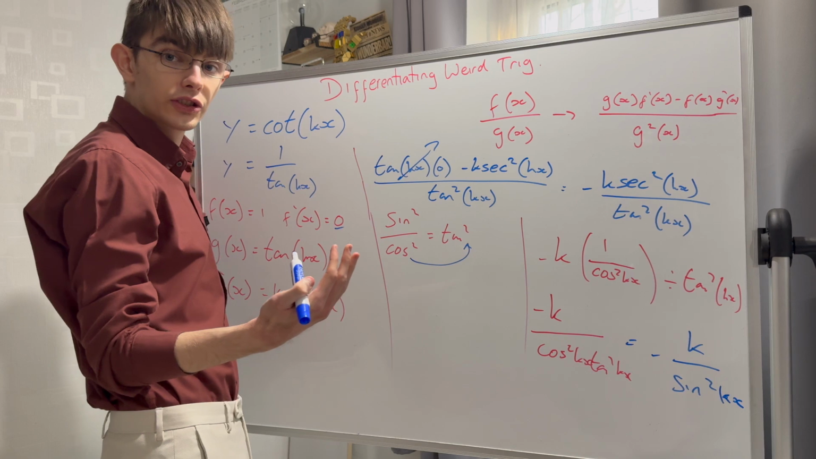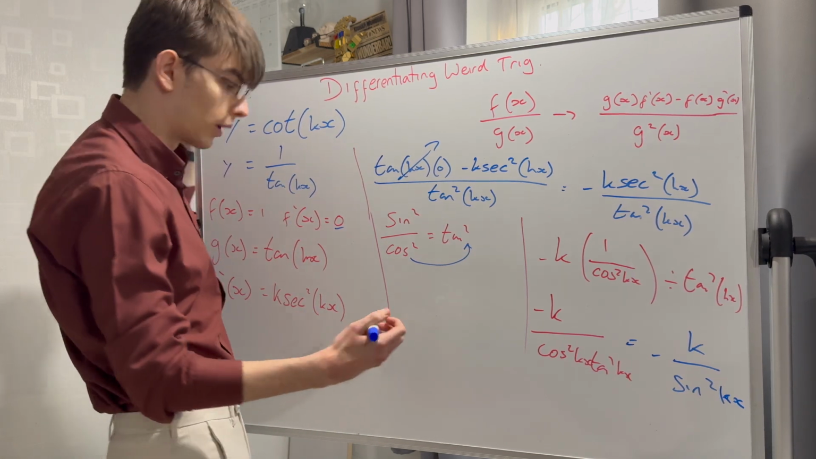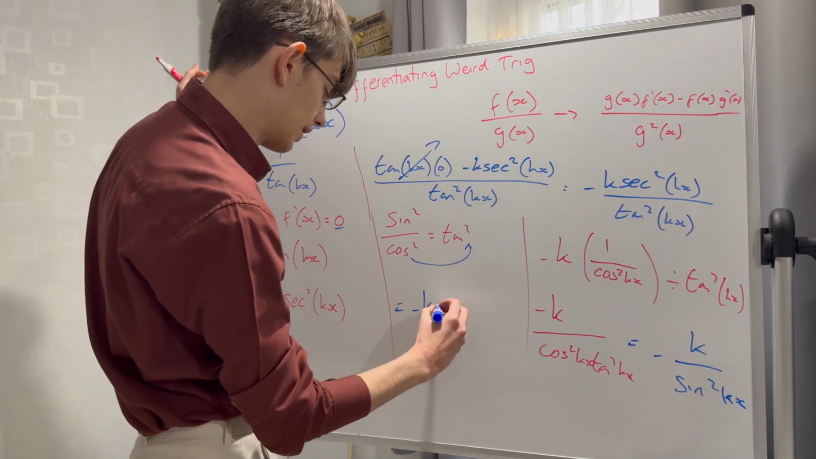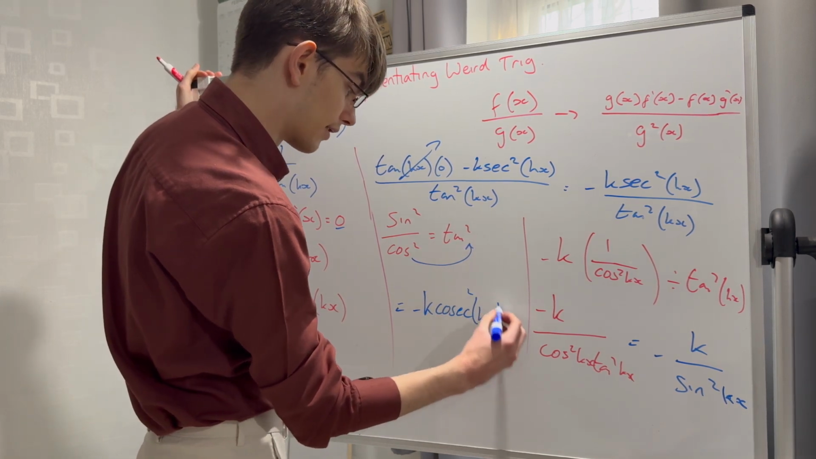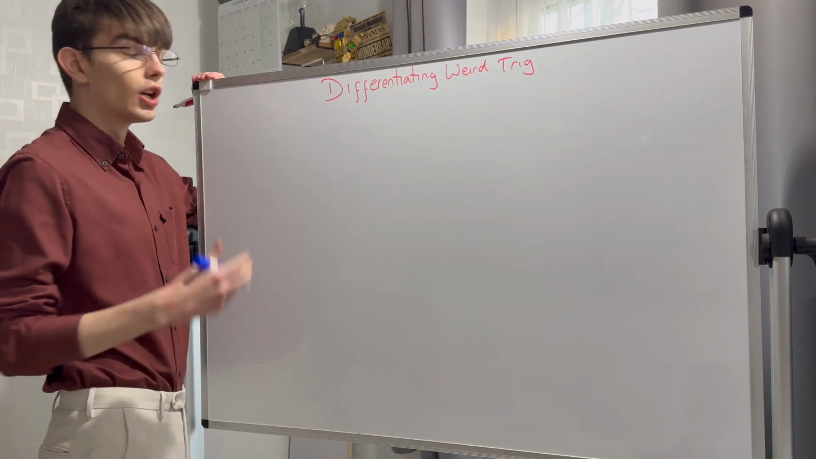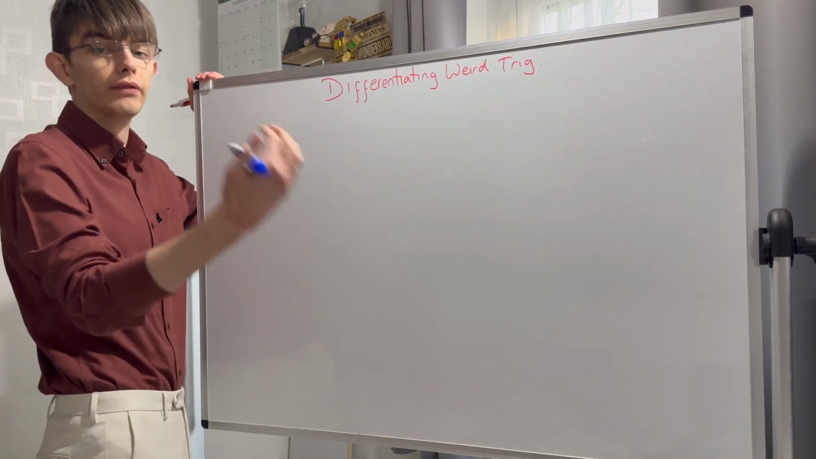And 1 over sine squared is simply cosec squared, so my answer is minus k cosec squared kx. Okay, now let's start our inverse.